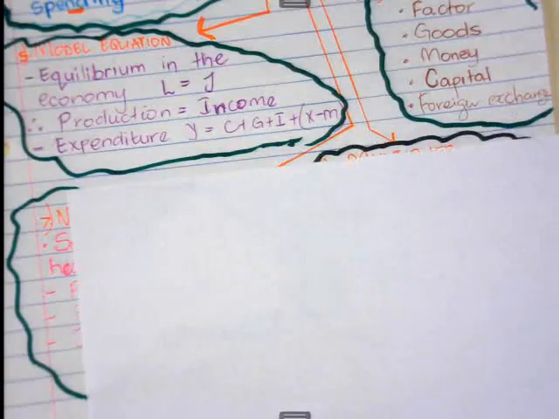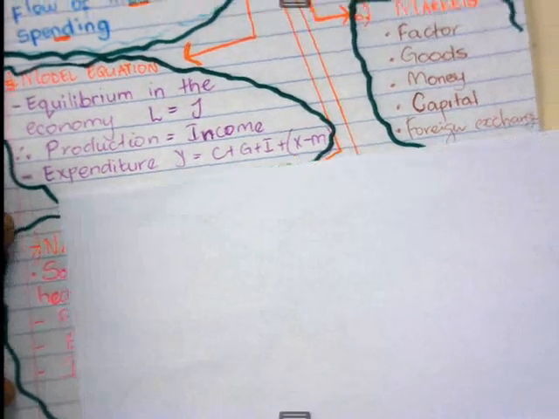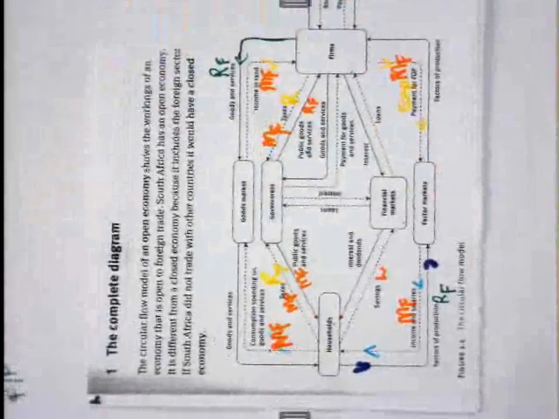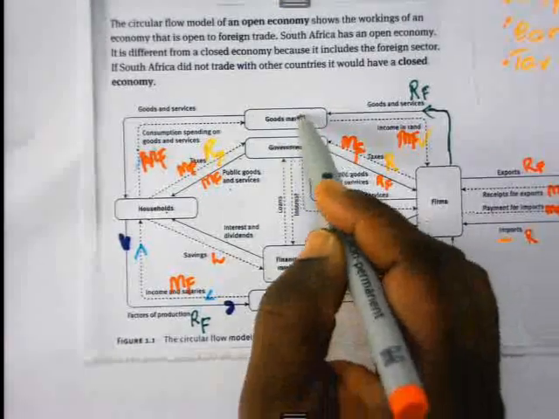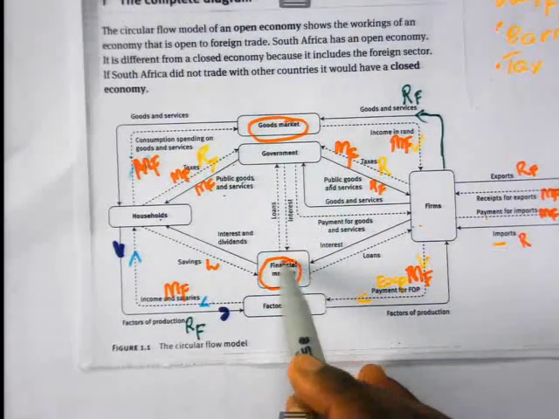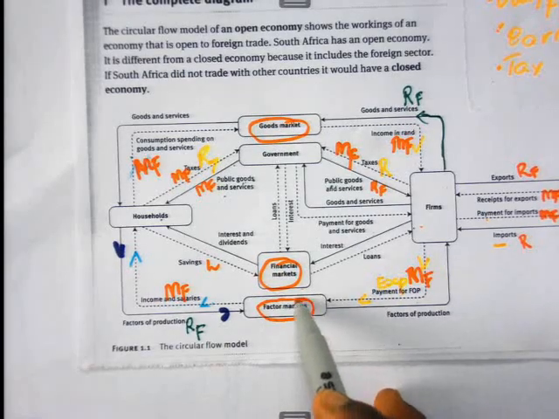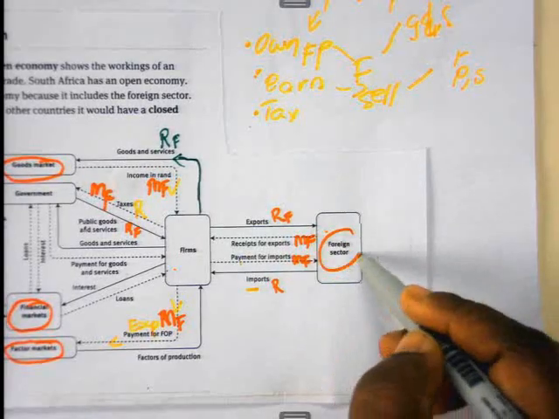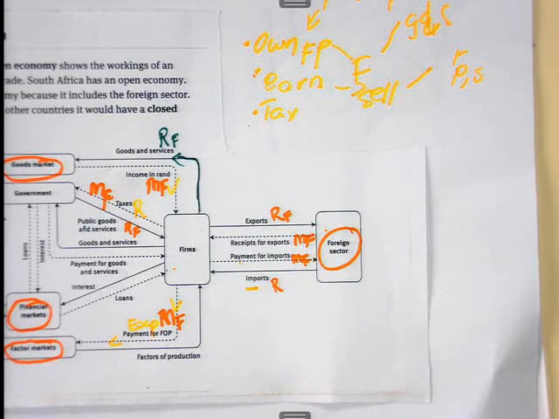Let's do the markets before we go to the multiplier. The markets in the economy, from the circular flow. We have, in number one, the goods market, the financial market, as well as the factors market. The other market here is the foreign market, where we import and we export. Let us start with the goods market now.